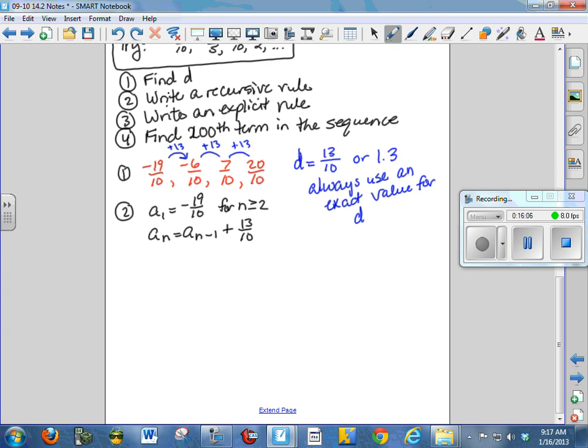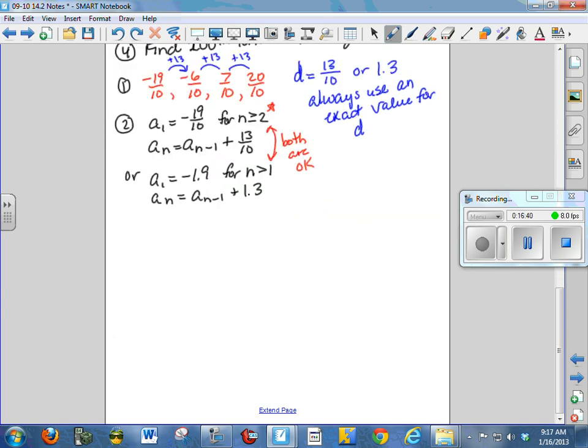Now, if you had chosen to do this in decimal form, you could have said a sub 1 equals negative 1.9. For n greater than 1, I'll use that as an alternative, it means the same thing, a sub n is equal to a sub n minus 1 plus 1.3. So both of these are okay. I think I probably have a slight preference for n greater than or equal to 2 because it just reminds me that I can't use numbers in between 1 and 2.